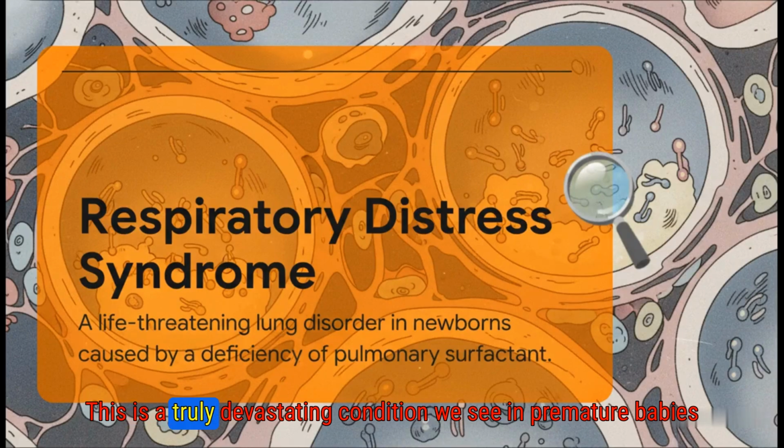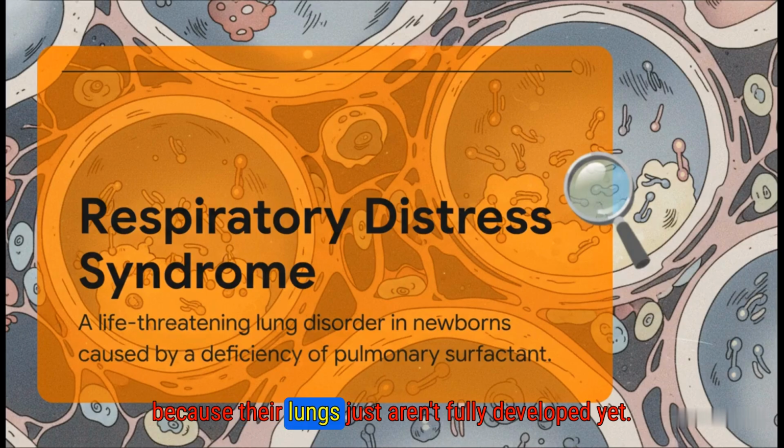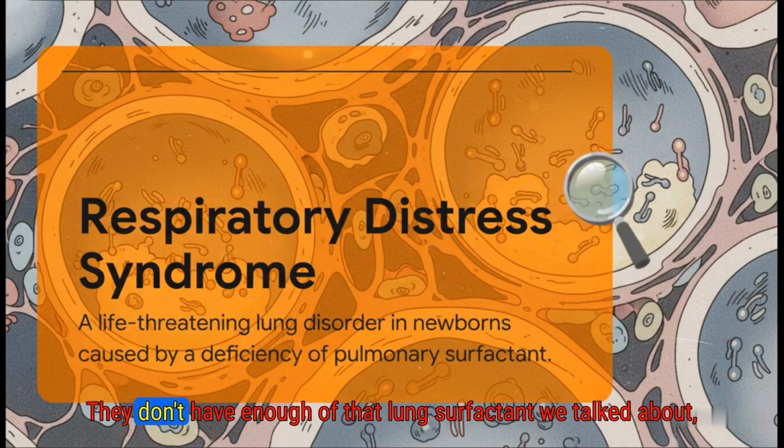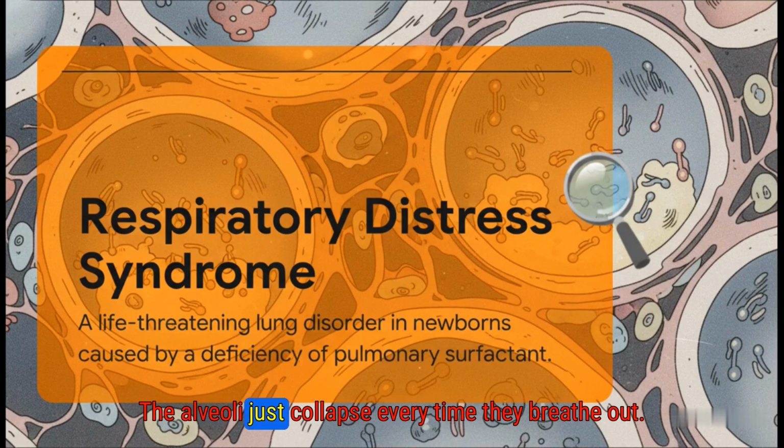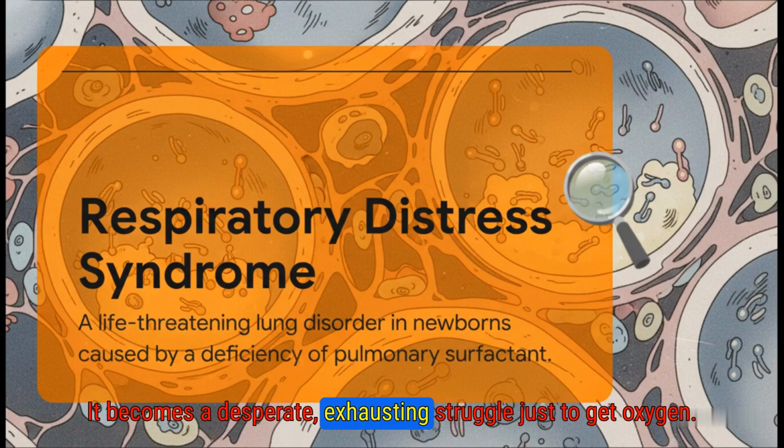This is a truly devastating condition we see in premature babies. Because their lungs just aren't fully developed yet, they don't have enough of that lung surfactant we talked about. And without it, their tiny air sacs, the alveoli, just collapse every time they breathe out. It becomes a desperate, exhausting struggle just to get oxygen.